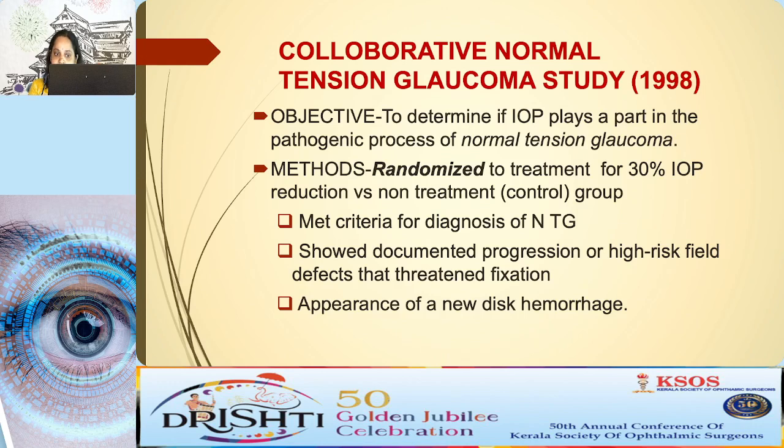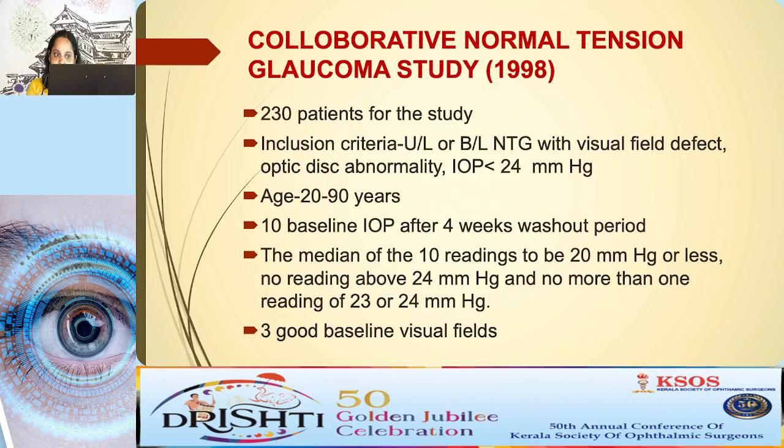The patients were randomized to treatment group and non-treatment group. Those in the treatment group, the IOP was reduced by 30%. The randomization was done when they met the criteria for the diagnosis of normal tension glaucoma, when they showed documented progression in the disc or field, and when there were high risk field defects that threaten fixation, and the appearance of disc hemorrhage. 230 patients were enrolled in the study.